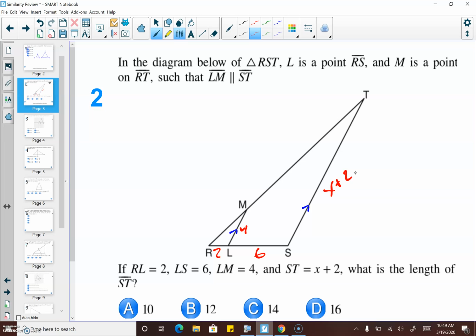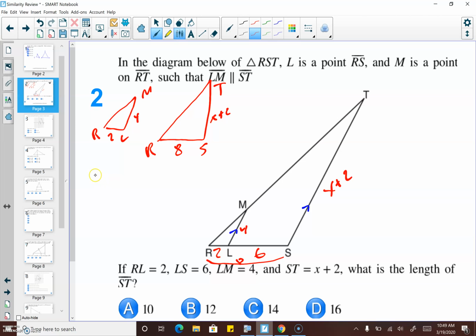So we have to remember that when we are using our bases, since LM and ST are labeled, we can't use that lower part. So the key is we have to get that whole piece here is 8. Now, one of the things that might help is to kind of redraw our triangles. So RLM has 2 and 4, and then our big triangle RST is x plus 2. And again, it's not 6, it's 8.